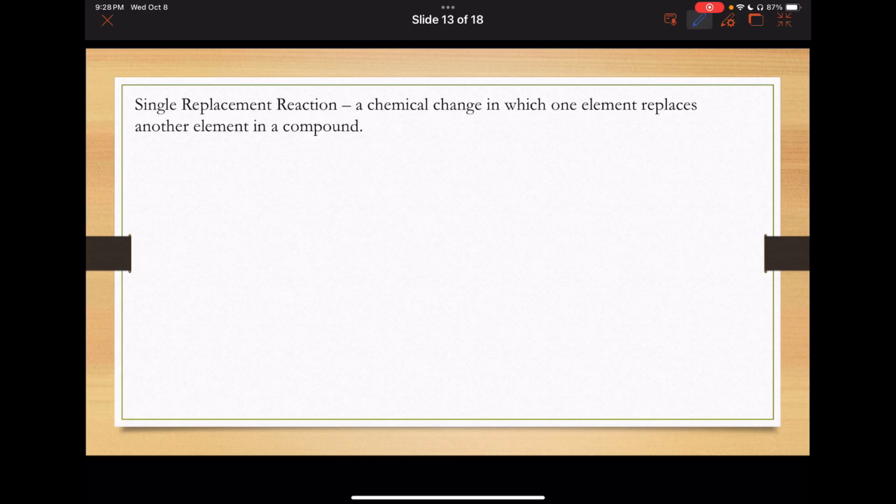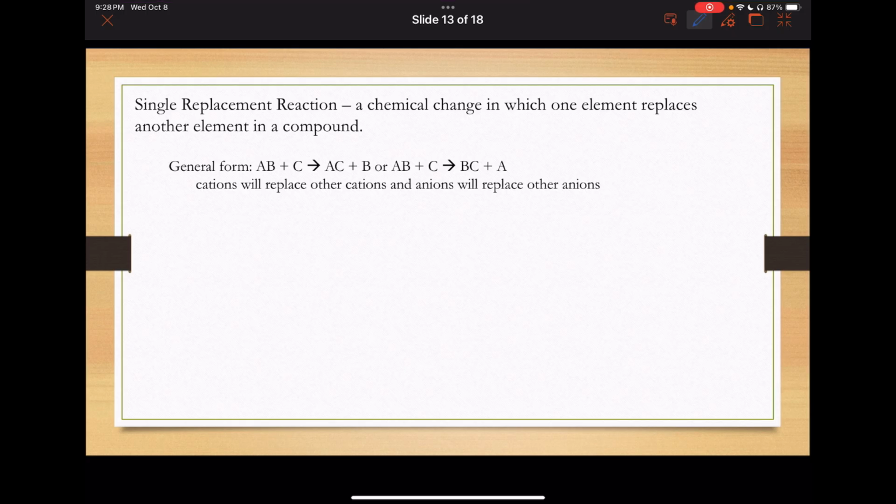All right, in this video, we are going to learn how to write and predict products for single and double replacement reactions. A single replacement reaction is one in which an element is going to replace another element in a compound. So here is the general form. It can happen one of two ways.